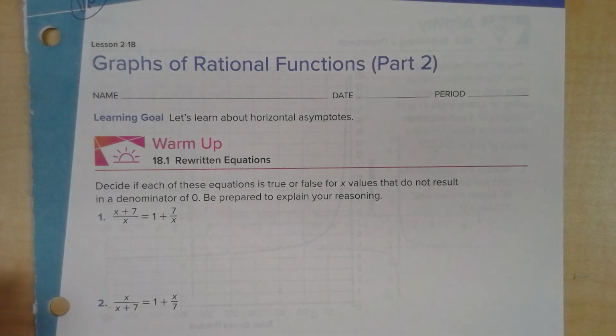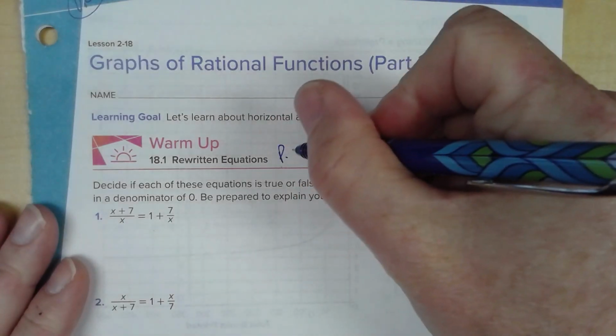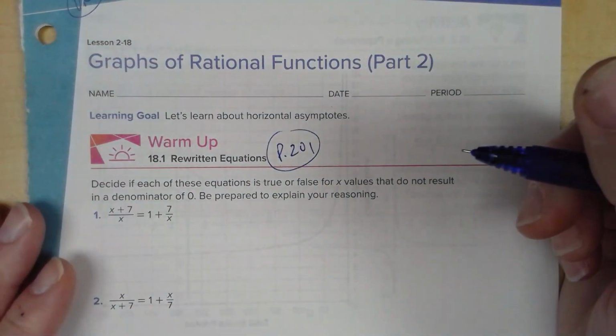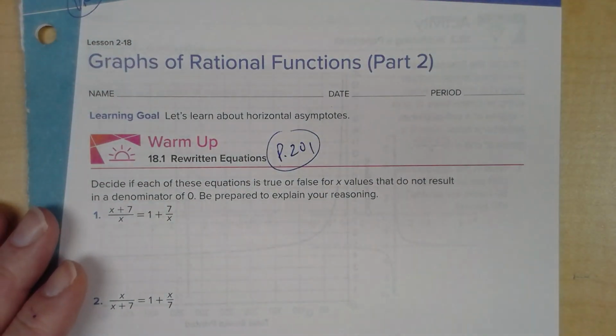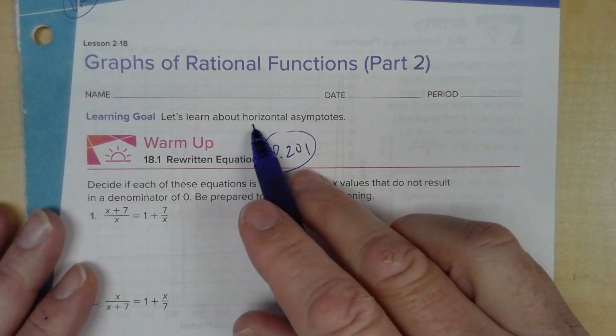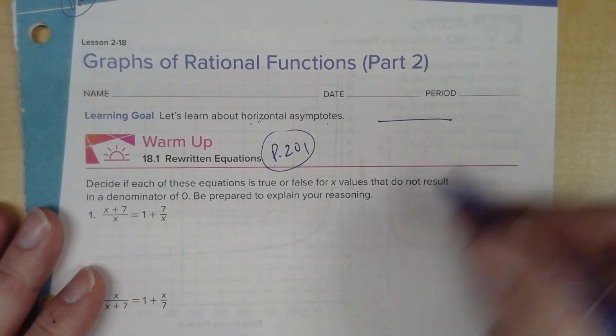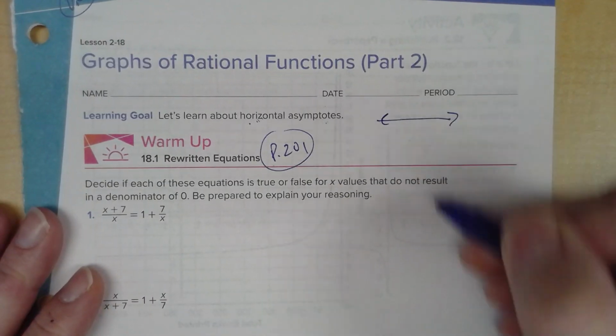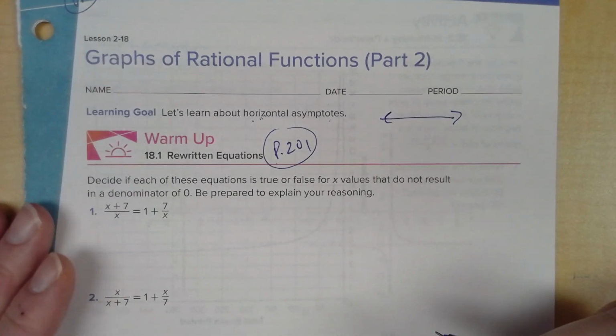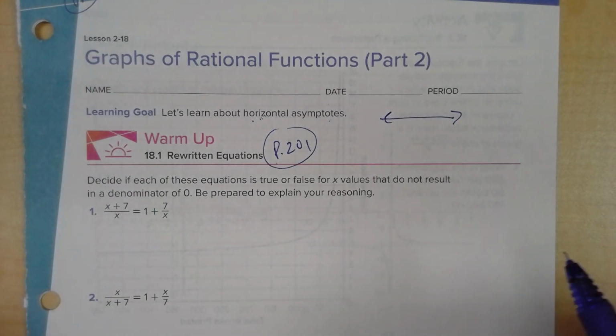All right, for today's lesson, I need you to turn to page 201. Yay, we made it to page over 200. And today's lesson is about learning about horizontal asymptotes. So horizontal is a flat line, right, like the horizon where the sun comes up. So we're going to learn about these flat line boundaries. So an asymptote is a boundary.